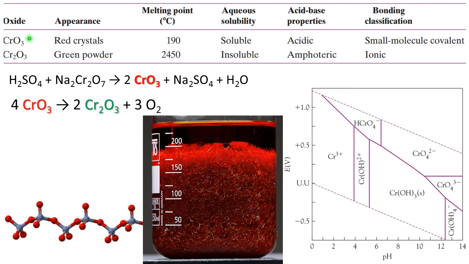Chromium makes two very stable oxides. One is CrO3, oxidation number 6, beautiful red crystals that melt at 190 degrees, soluble in water, acidic, and they are covalent when single molecules. In solid state, they actually make tetrahedral polymers like that.